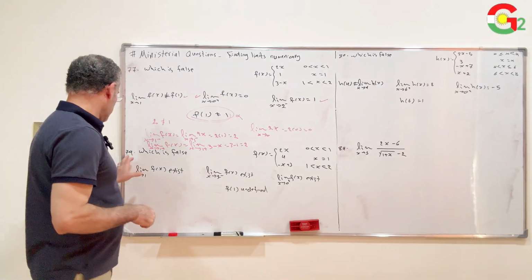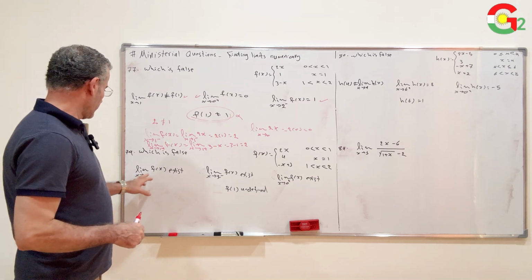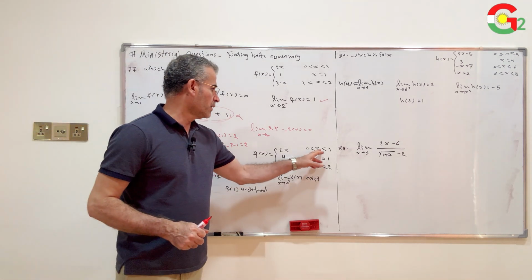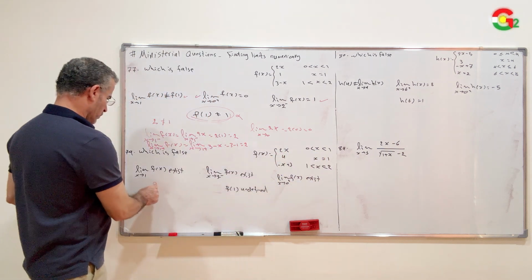Question number 79, which is false for this function. The limit of f of x exists when x approaches 1. When x approaches 1 from left, 2 times 1 is 2.